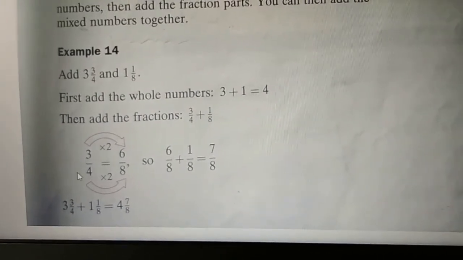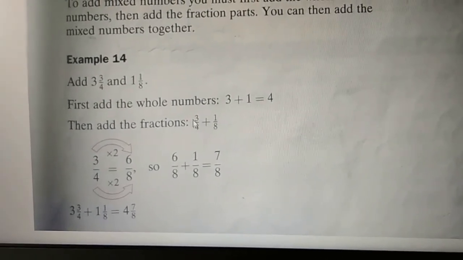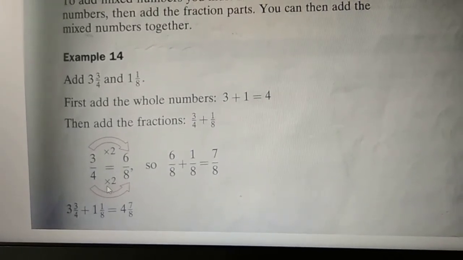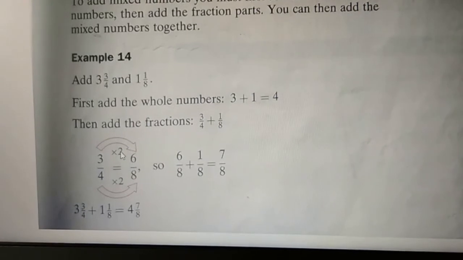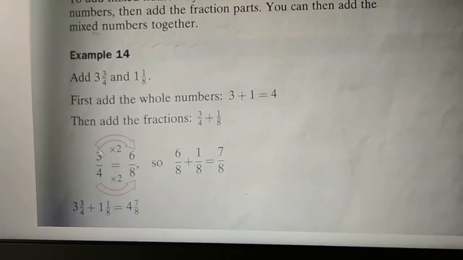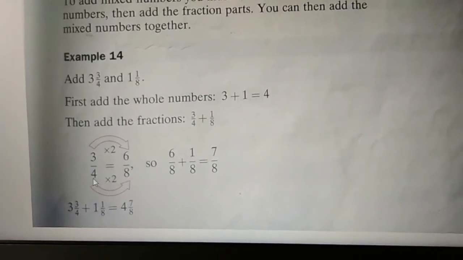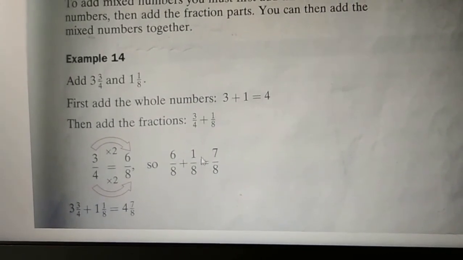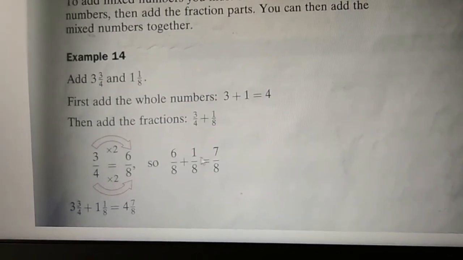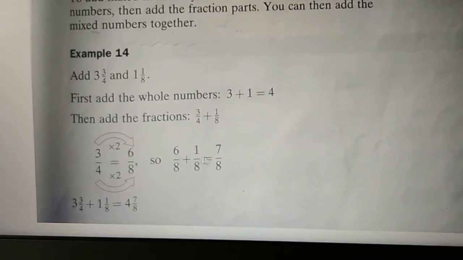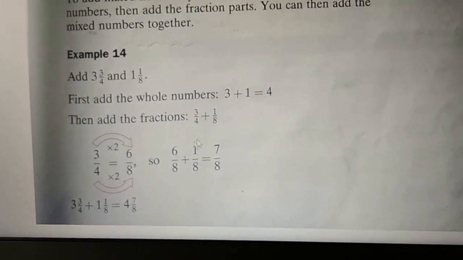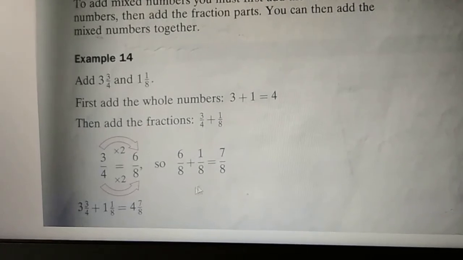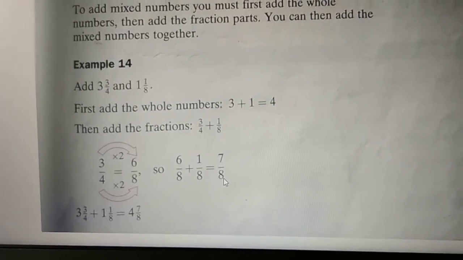For 3 by 4 we can multiply both the numerator and the denominator by the same number 2, so that we can get 8 out of 4. Multiplying both by 2, we get 3 twos are 6 and 4 twos are 8. So now the fractions are 6 by 8 and 1 by 8. 8 was already there and our target was 8, so we didn't need to do anything with the second fraction, 1 by 8. Now 8 is the denominator.